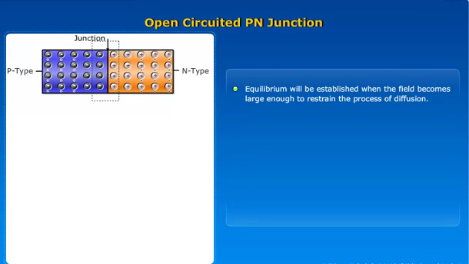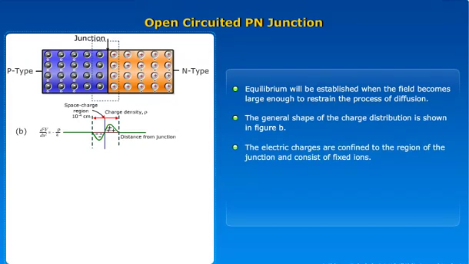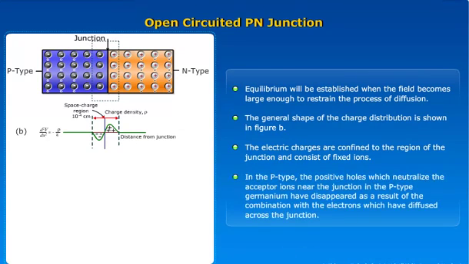The general shape of the charge distribution is shown in figure B. The electric charges are confined to the region of the junction and consist of fixed ions. In the p-type, the positive holes which neutralize the acceptor ions near the junction in the p-type germanium have disappeared as a result of the combination with the electrons which have diffused across the junction.